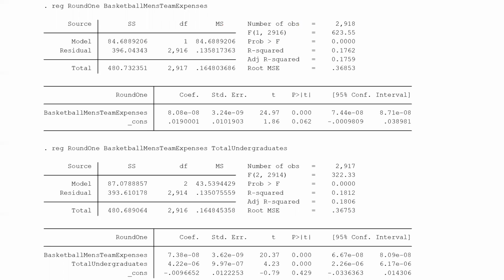The amount of money they're spending on the team is likely a pretty significant contributing factor. It's explaining about 17% just on its own, with no additional controls.